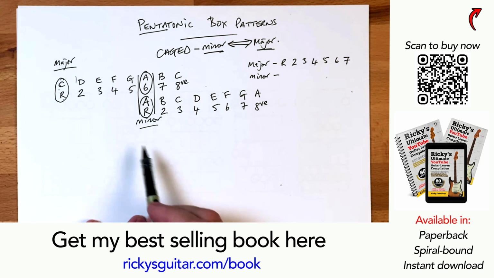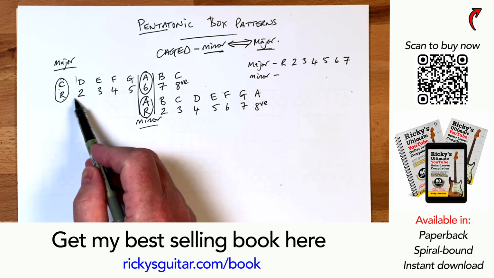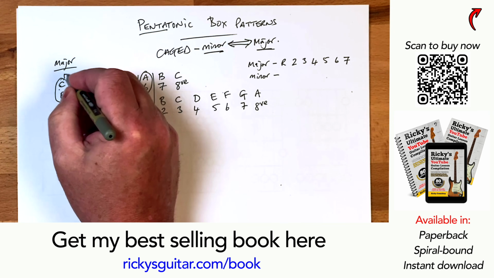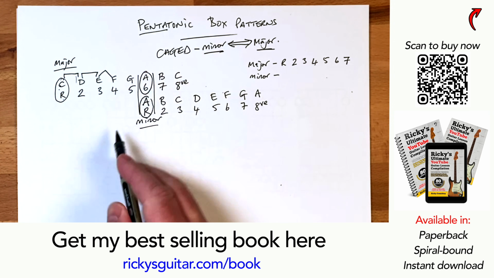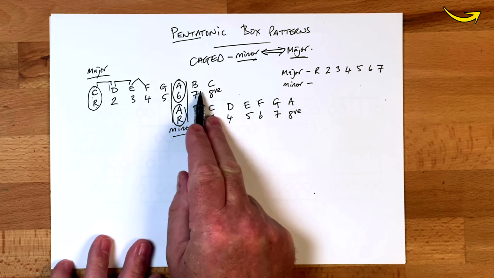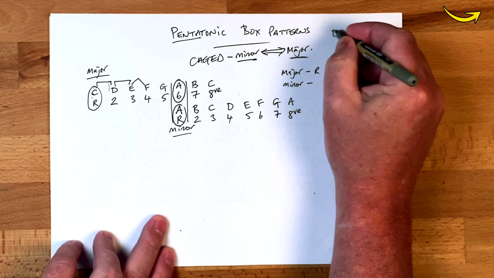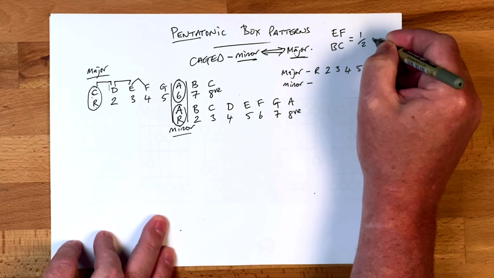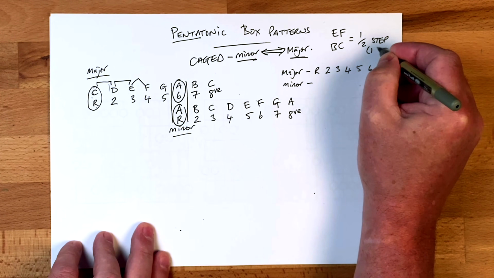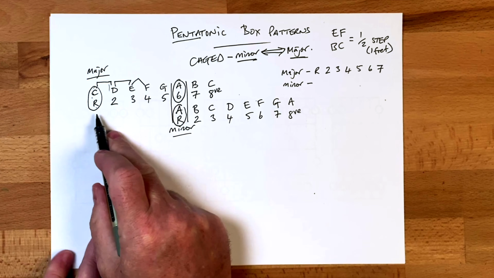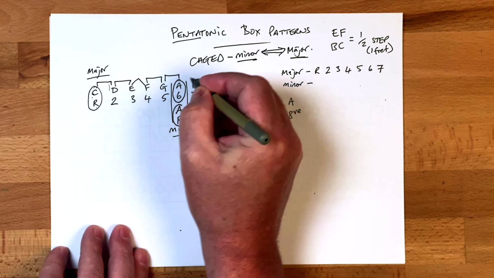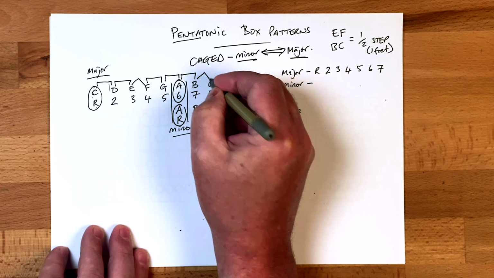But here's the thing that is different. What we've got going on here in this major is a structure that goes step, step, half step, because remember E and F and B and C are next door to each other. We've got to remember that. E and F, and B and C, those are a half step. If you want to think about it in another way, it's 1 fret. So we've got that step, step, half step, step, step, step, and then half step there.